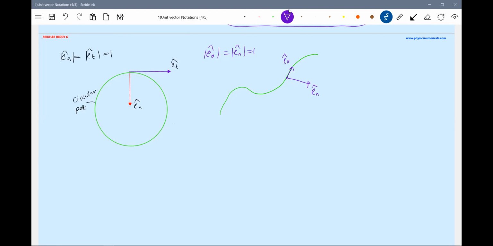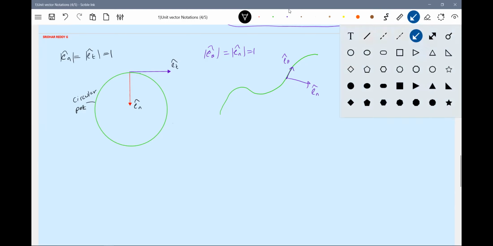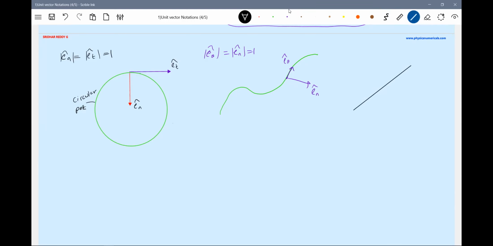This is not all yet, so we will take one more example. If there is a straight line, I have to resolve along it. Here one vector will be e parallel, along the line, and the other vector will be perpendicular to the line. So we can define a unit vector like this also. The unit vector directed along the line is e parallel, and the unit vector perpendicular to that is e perpendicular.